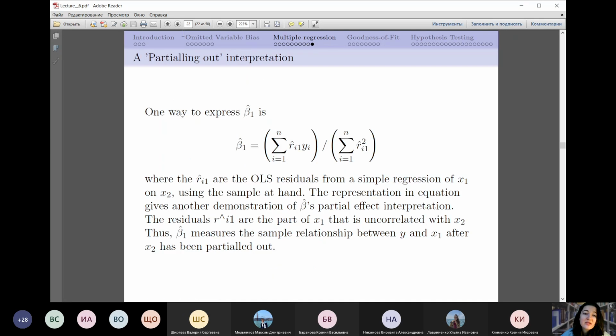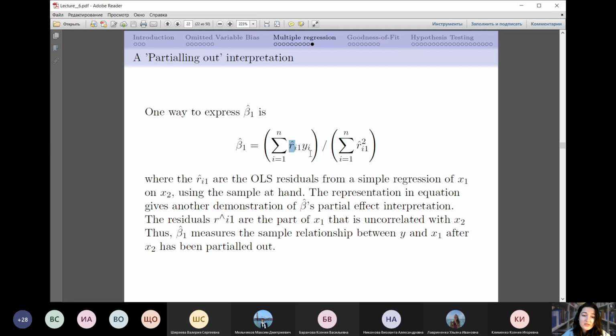And also you can interpret the beta-1 parameter, the beta-1 coefficient, in terms of residuals. So maybe it will be more obvious if we discuss the effect of beta-1 in residual terms. So residuals here, this one, these are residuals from the regression where we regress our first independent variable x1 on our second independent variable x2. And then we obtain these residuals and plug them in this formula.